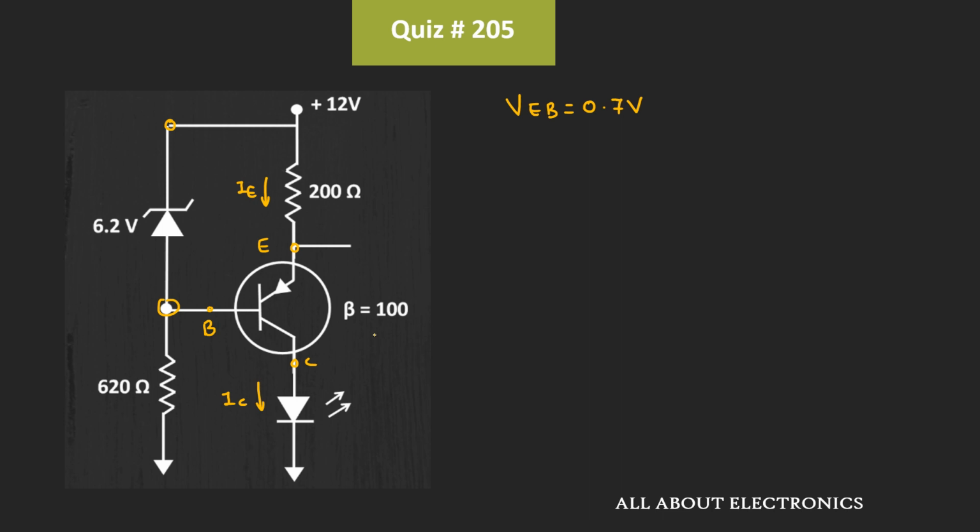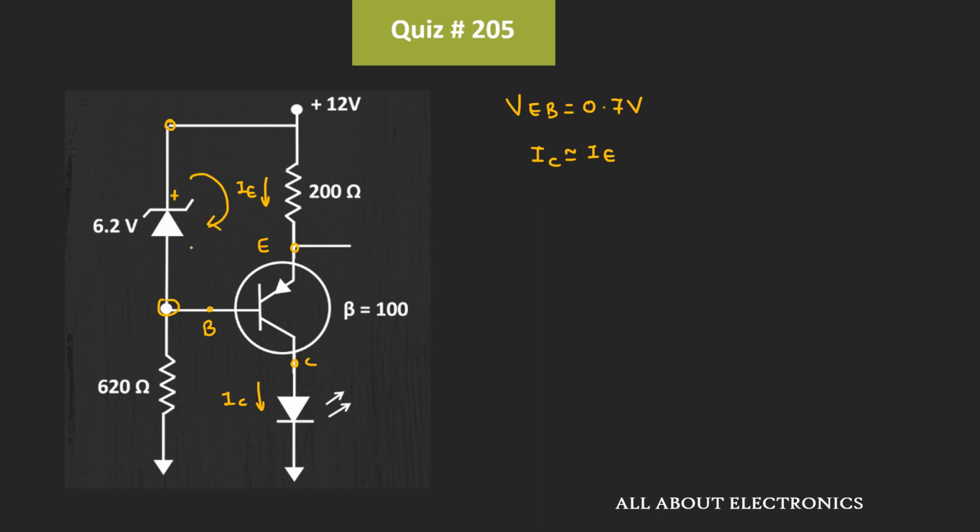And here, as the value of beta is very high, so we can say that this collector current is approximately equal to emitter current. So if we find this emitter current, then we can find the current which is flowing through the LED. And to find this emitter current, let us apply the KVL equation in this particular loop.